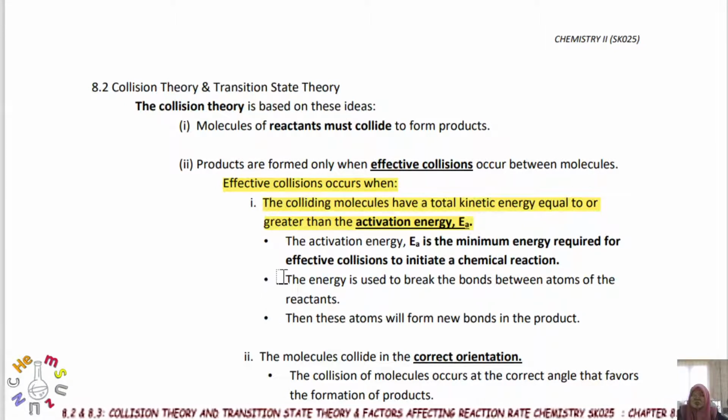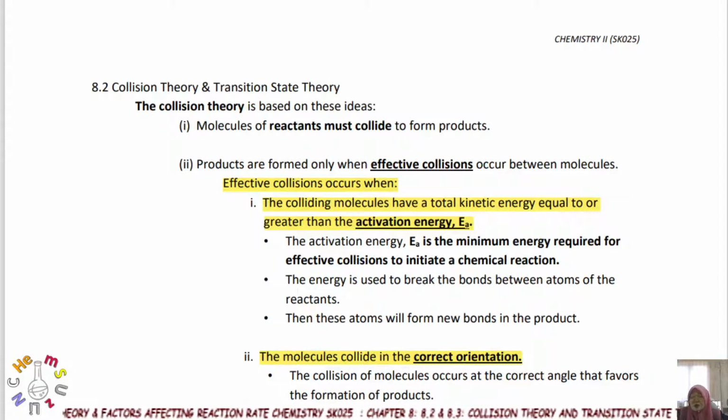Mean that here the activation energy, EA here is referred to the minimum energy required for effective collision to initiate the chemical reaction. Okay, and then the energy is used to break the bond between atoms of the reactant. Thus, this atom will form a new bond in the product. Itu yang dia bentuk transition state. Okay, and then the second requirement is the molecule collide in the correct orientation. The collision of the molecule occur at the correct angle and that favor the formation of product.